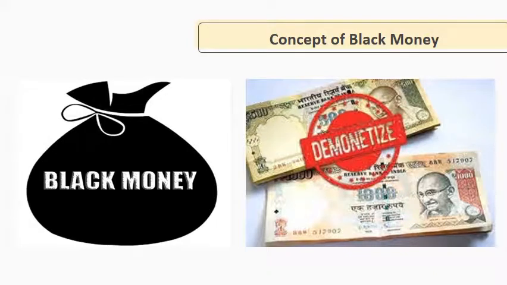We have seen the functions of money, and the last topic for this particular chapter is the concept of black money. We all are familiar with the concept of black money. We'll see what black money is according to economics. Black money is any money which is received in cash but not accounted for, and on which tax is not paid to the government. Black money is tax evaded income.